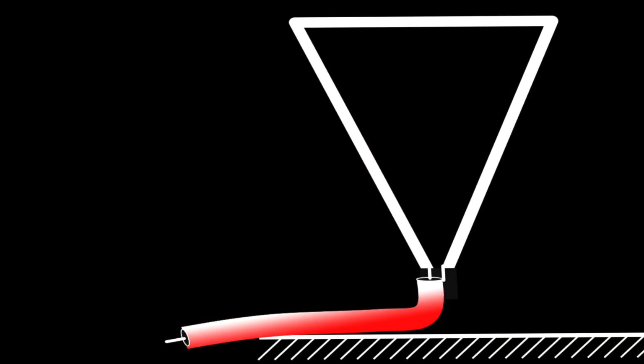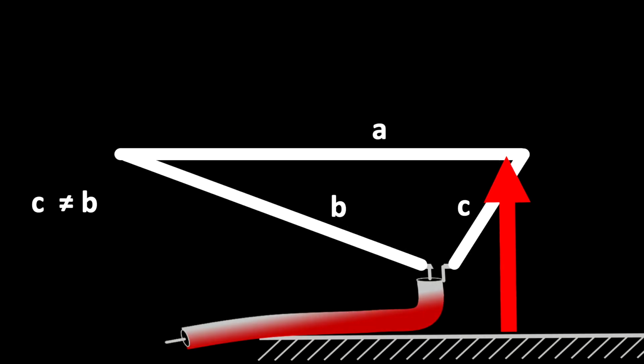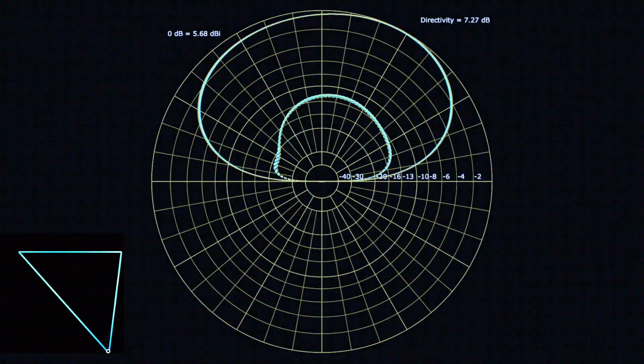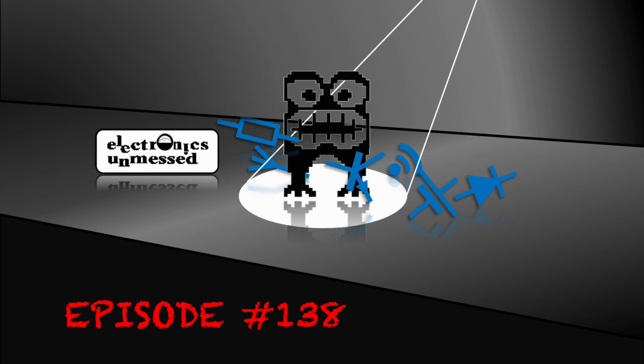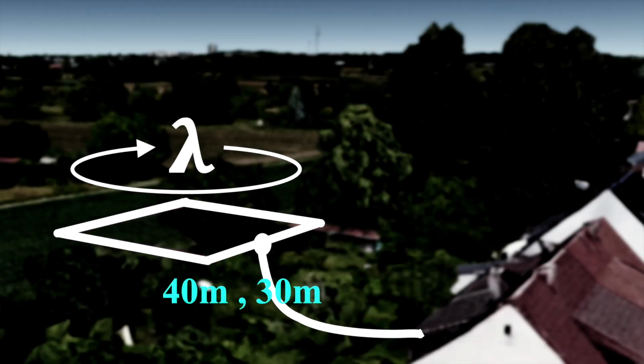A shortwave delta loop, tilted and asymmetric. We will find out how the radiation properties are affected. Loops are popular because they are picking up less noise than other antennas.